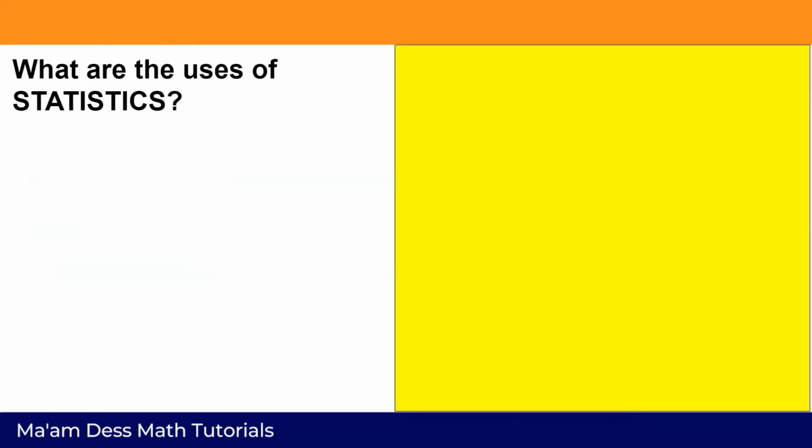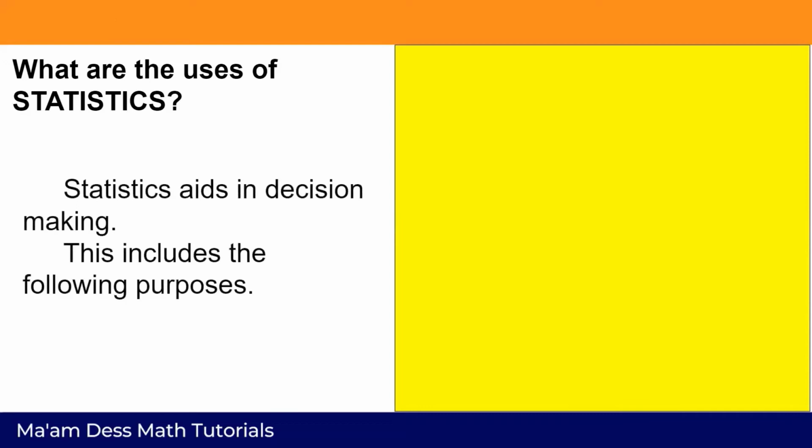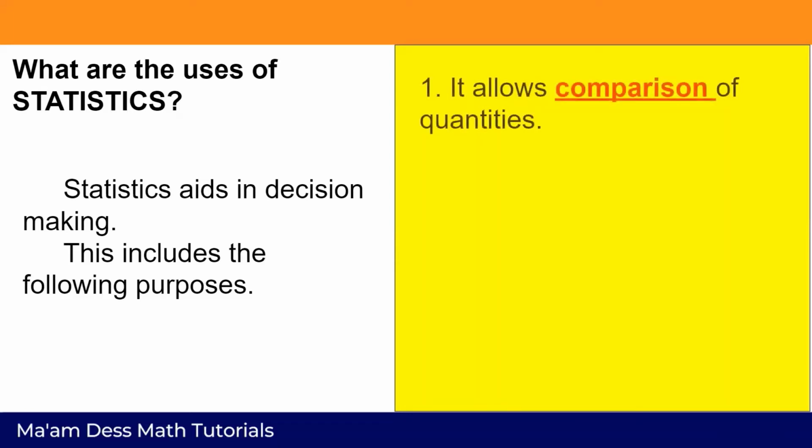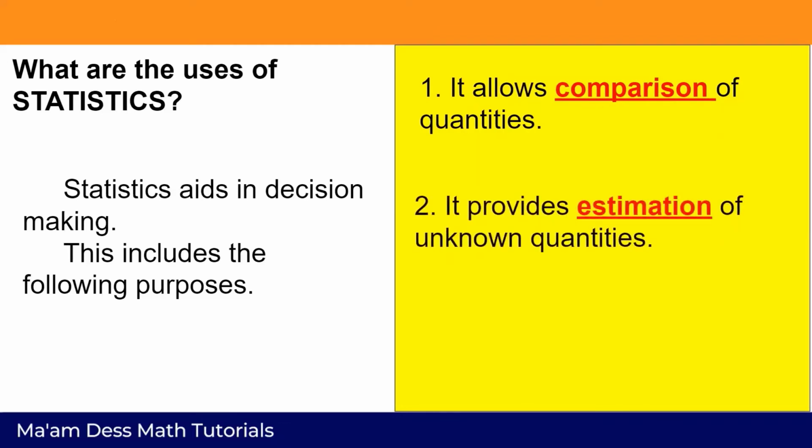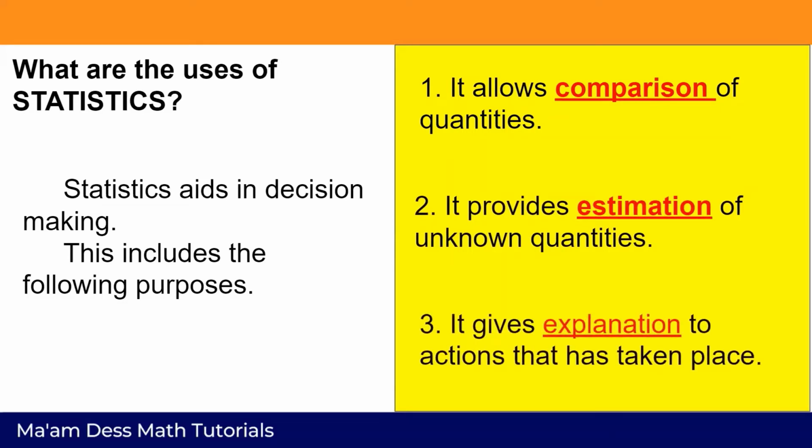Okay? So next, what are the uses of statistics? Statistics aids in decision making. We cannot just guess; there must be a basis. In all studies, we have the basis. Next, this includes the following purposes. Number one, it allows comparison of quantities. Number two, it provides estimation of unknown quantities. Number three, it gives explanation to actions that have taken place.